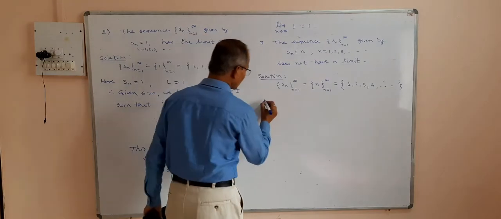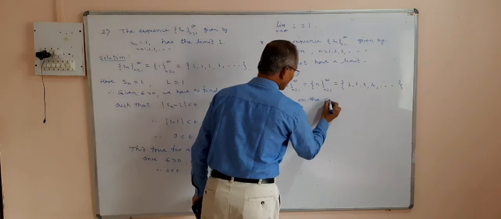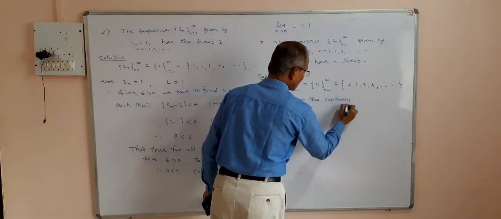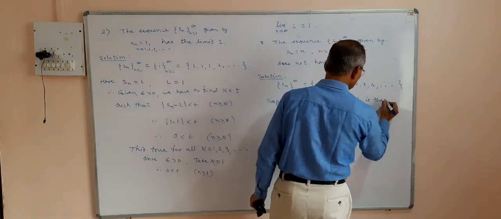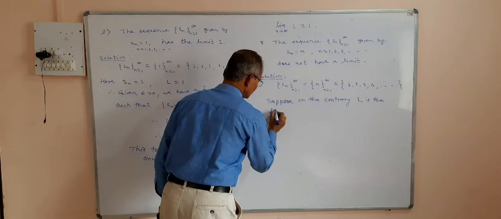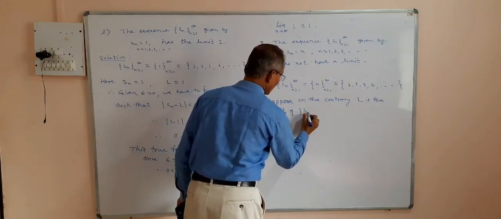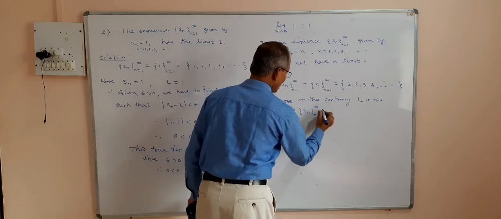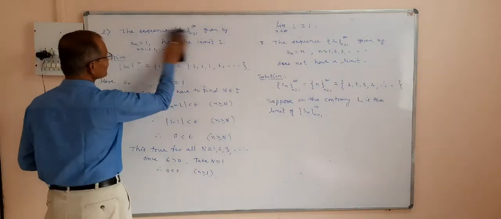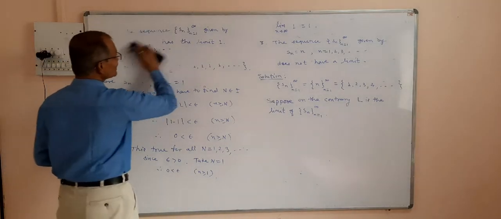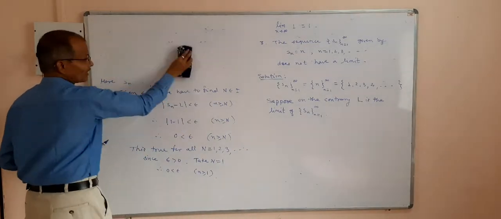We suppose on the contrary that there is a limit. Suppose L is the limit of the sequence Sn. And if L is the limit of this sequence, then we must find capital N satisfying the condition of the definition.